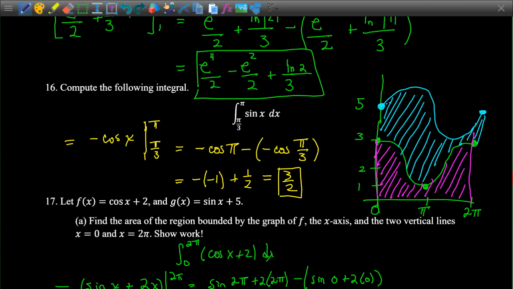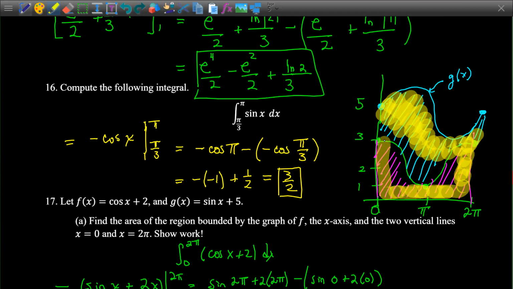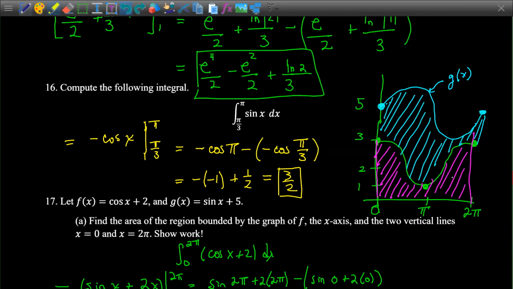We can find the area under the curve of G. So this is G of x all the way down to the x-axis. So we would find all of it going all the way down to the x-axis under that blue curve, and then subtract from that what we already found, the area of that pink area. And we already found that. All right.